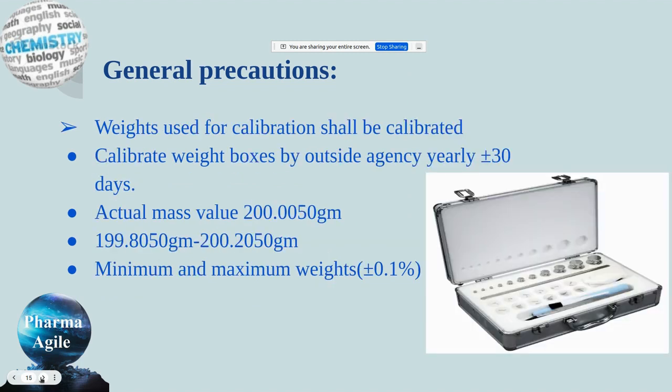The weight used for the calibration shall be calibrated. All the weights taken should be plus or minus 10% of the target weight. The analyst shall always use the calibrated weight box for calibration purposes. Calibrate weight boxes by an outside agency yearly, plus or minus 30 days.